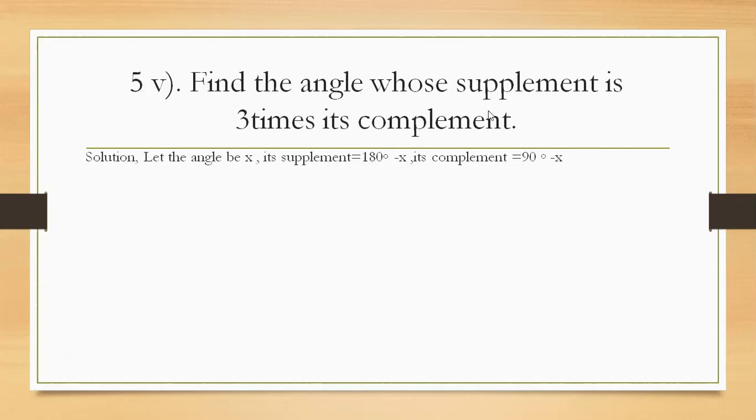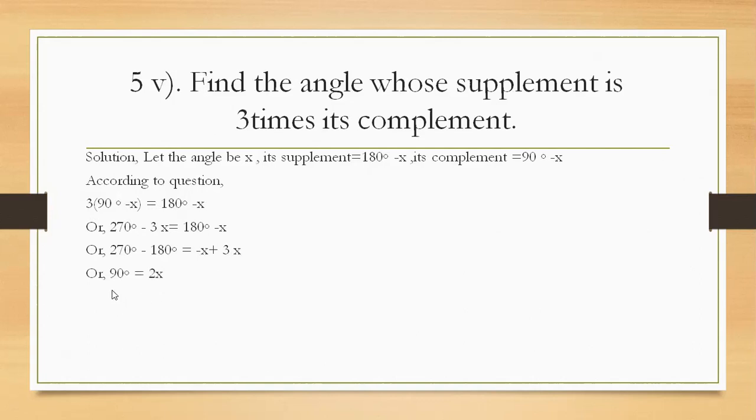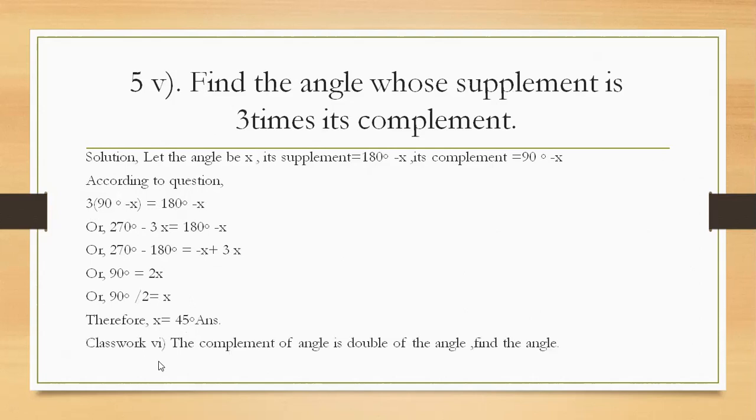When you multiply the complement by 3, then they will be equal. According to the question, if the complement is multiplied by 3, then it will be equal with the supplement, because the supplement is 3 times, the question is telling. We are making an equation. That's why to make them equal, we have to multiply here by 3. Then open the bracket, 3 will multiply with 90, 3 will multiply with x also, and put the like terms one side, that will be 2x equals 90 degrees, then x equals 45 degrees.